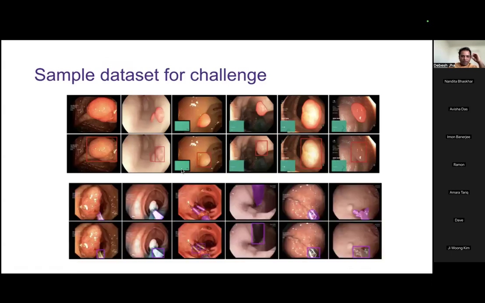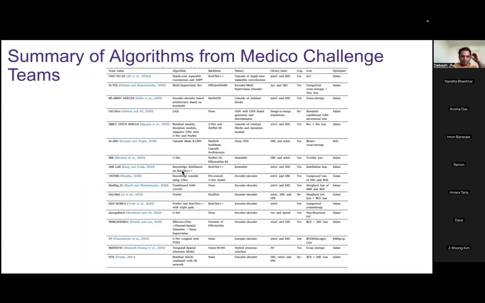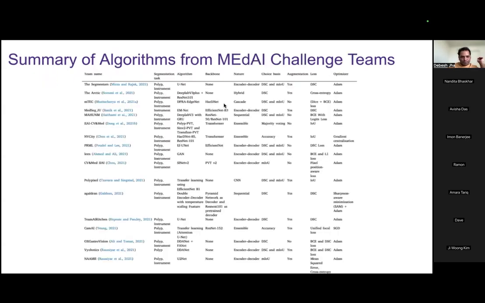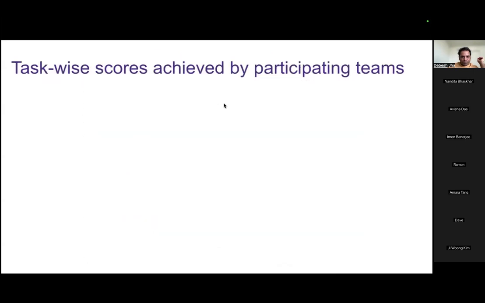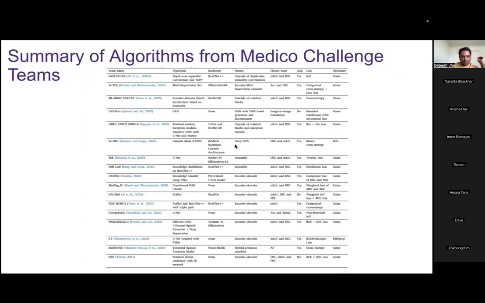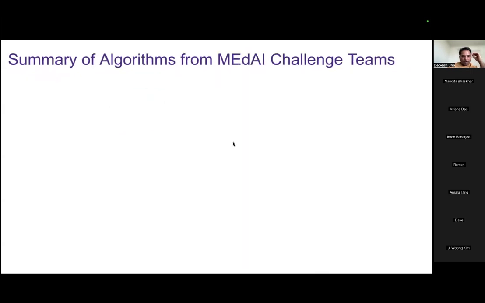So these are sample data set from the challenge. And then we had many participants, and these are the algorithms they have used. You can see, for example, the backbone, the nature of their method, for example, whether it is cascade or whether it uses deep supervision, and choice basis, etc., whether they use augmentation, loss, etc. And this is again the algorithm table for another challenge.